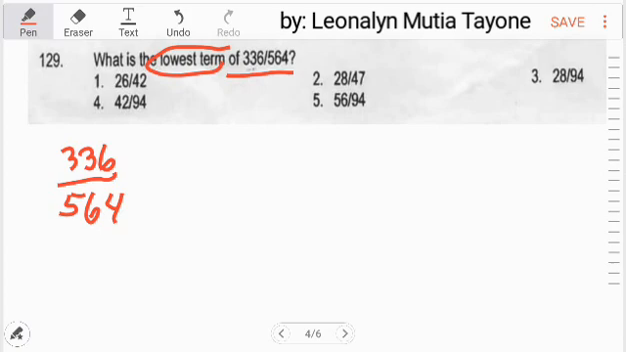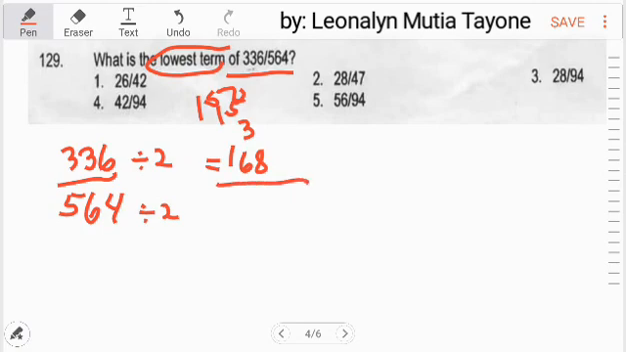Ganito yan. Since pareho namang even, i-divide natin ng 2 itong numerator at saka denominator. 336 divided by 2, and that is, this is 3, 15, 150. So this is 8, 6, 168 over itong 564 divided by 2. This is 250. So this is 282. So ipang-delete muna natin itong mga ginawa nating computation. Itong dalawa, si 168 over 282.